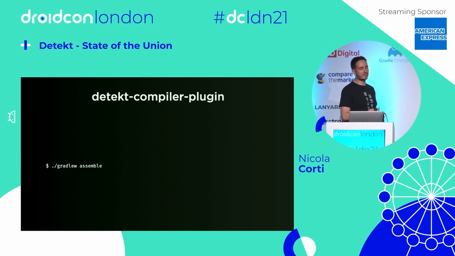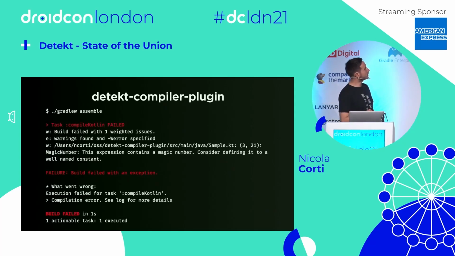But at the end of the day, when you call assemble, if you use the Detekt compiler plugin, that by the way is already available, you can play around with it. It will look like that. You will see that the compile Kotlin task failed because there is a warning found here, and it's a magic number. And so it's not a failure of the Detekt task, it's a failure of the compilation.